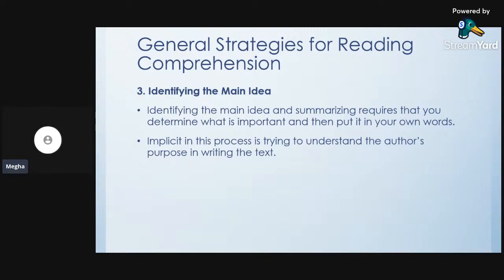After you read the given passage, you can identify the intent behind it. Implicit in this process is trying to understand the author's purpose in writing the text. So what was his purpose? What was his idea when he wrote this text? For that, you have to get the main idea of the given passage.